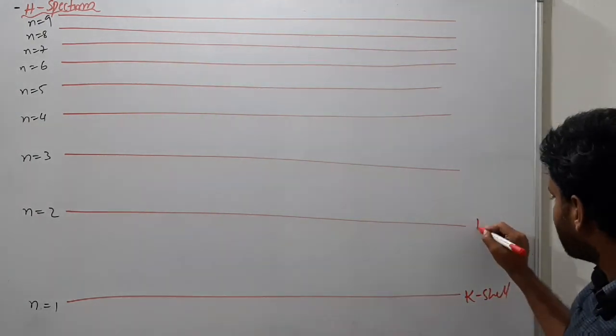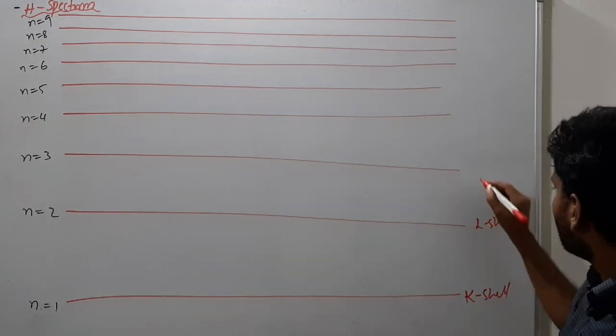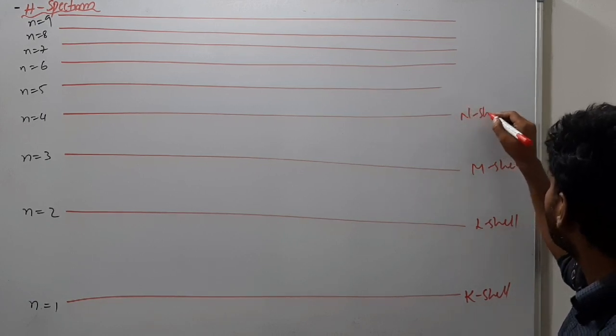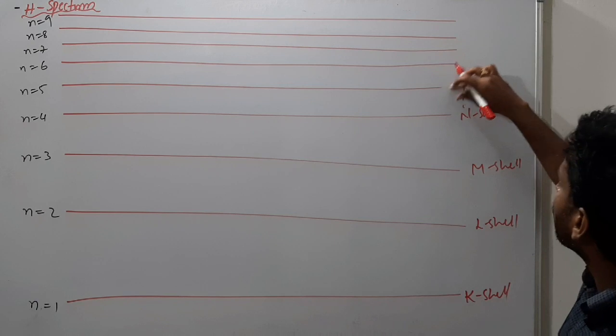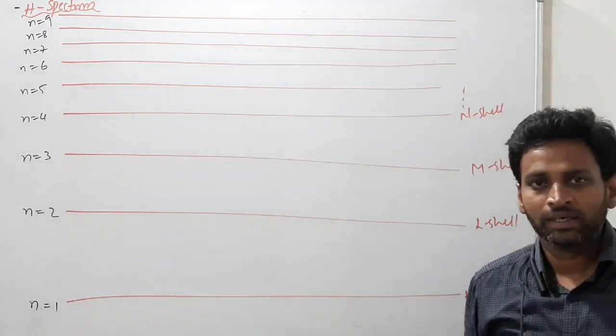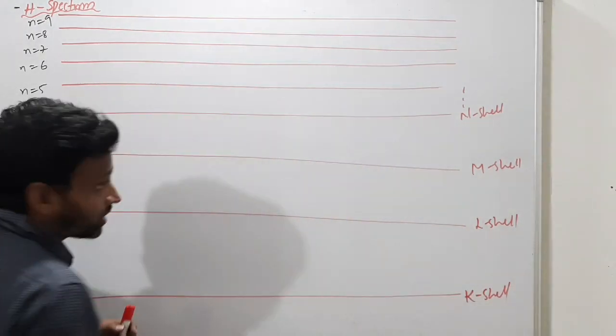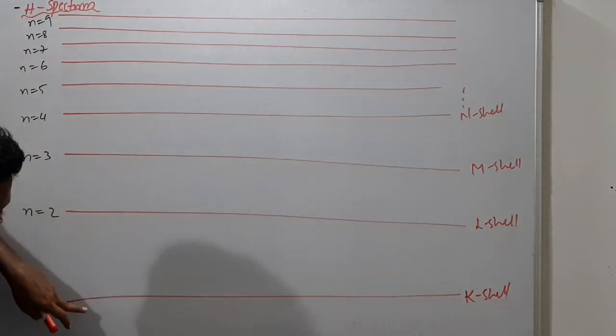Correct? 1. And this is L shell and M shell and so on like this. N shell and so on like this. N, O, P, Q, R, S like that. Understand? So Lyman was observed what? As electron coming from higher level to first level.